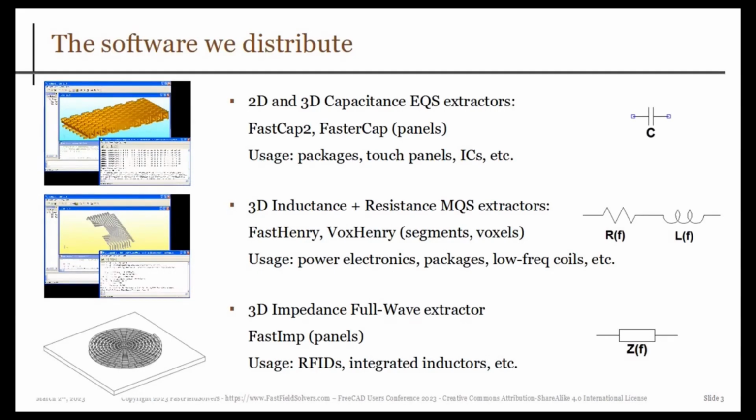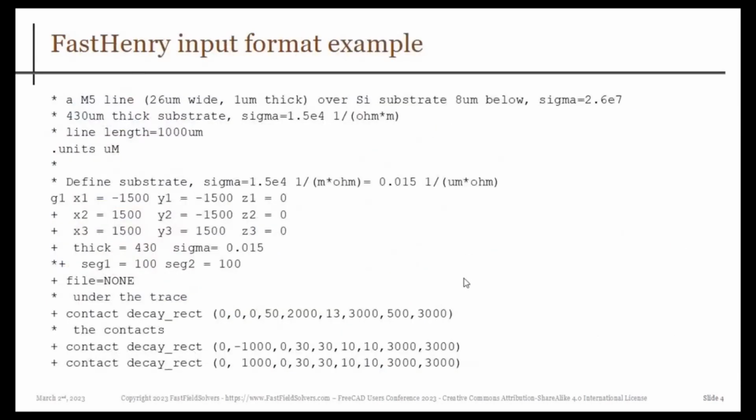We also support another extractor, which is a full 3D full wave extractor called FastImp. This one you can use for higher frequency. So you can, for instance, design RFIDs, the tags used on the shirt that you buy in different shops, so that automatically you can see the price. All those software packages are developed in open source, so you can see the code and check the algorithm behind them, but they have a con.